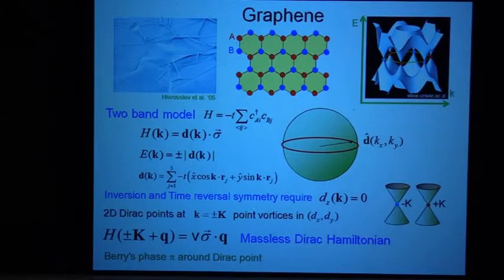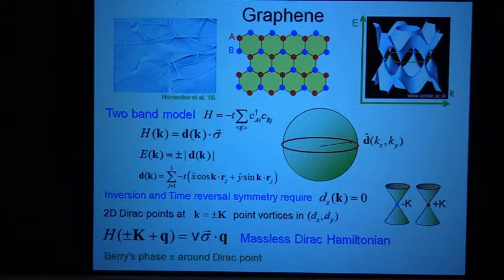Okay, and near this gapless Dirac point, we can expand and we can write the Hamiltonian as basically Q dotted into sigma x and sigma y. Okay, all right. So this is the simple picture of graphene.